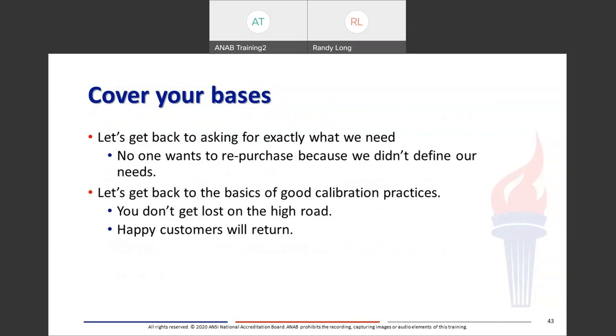So one thing we want to do is get back to asking for exactly what we need. If you're asking for a calibration service, you don't want to pay for that twice. And you want to get back to the basics of good calibration practices. And I always like to say, you never get lost on the high road. And that happy customers do return.